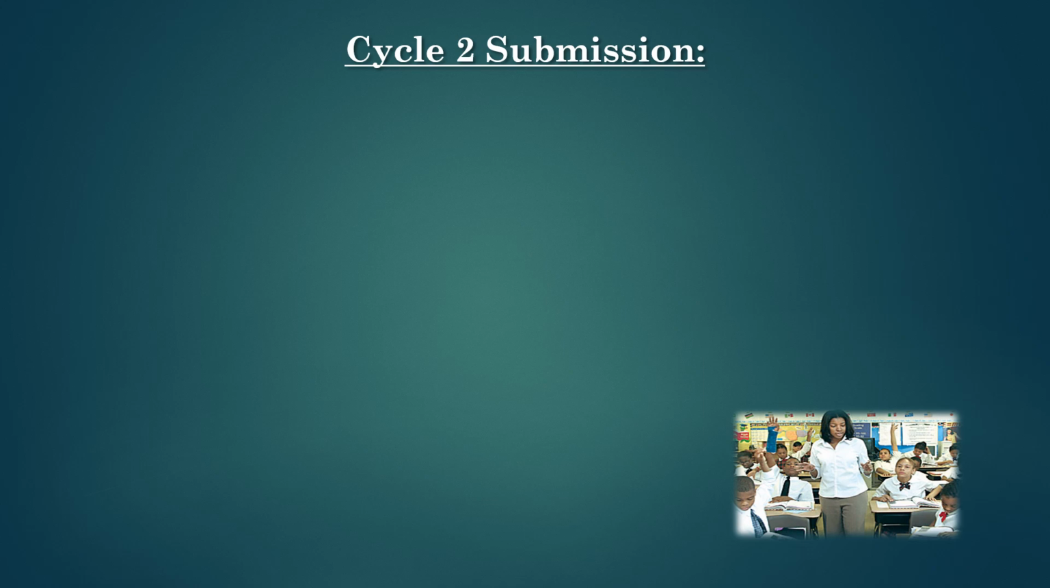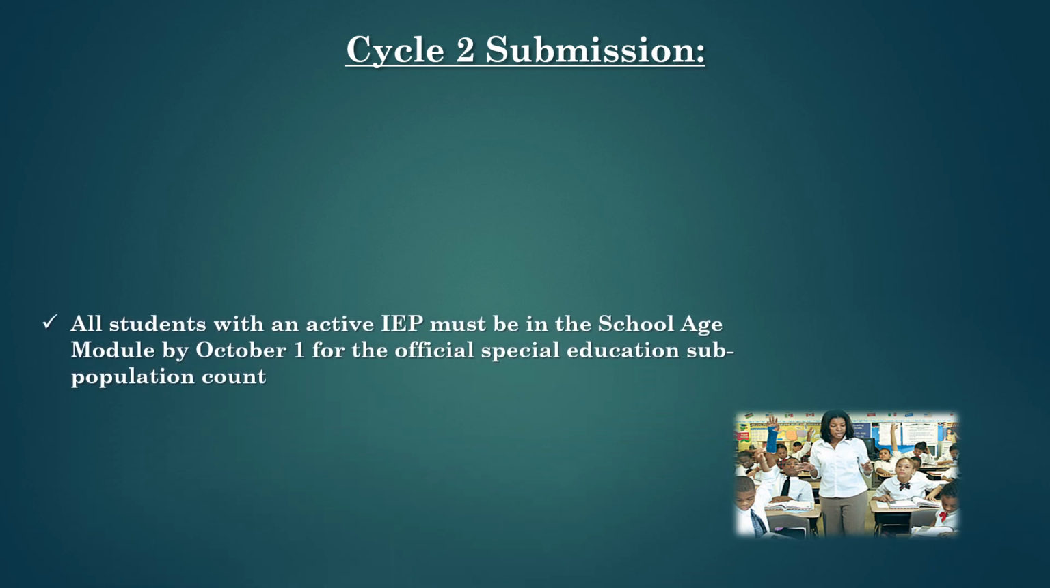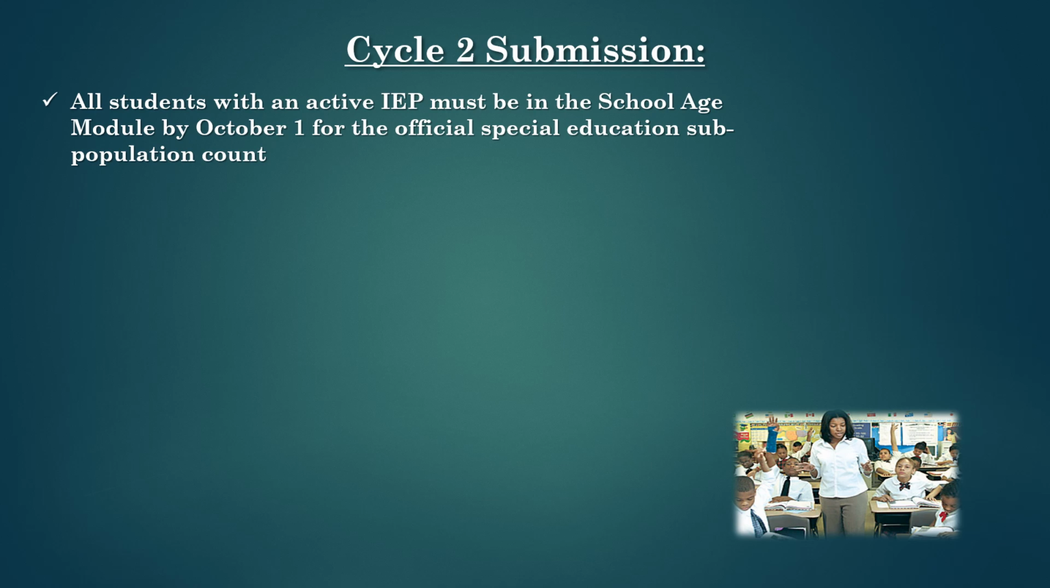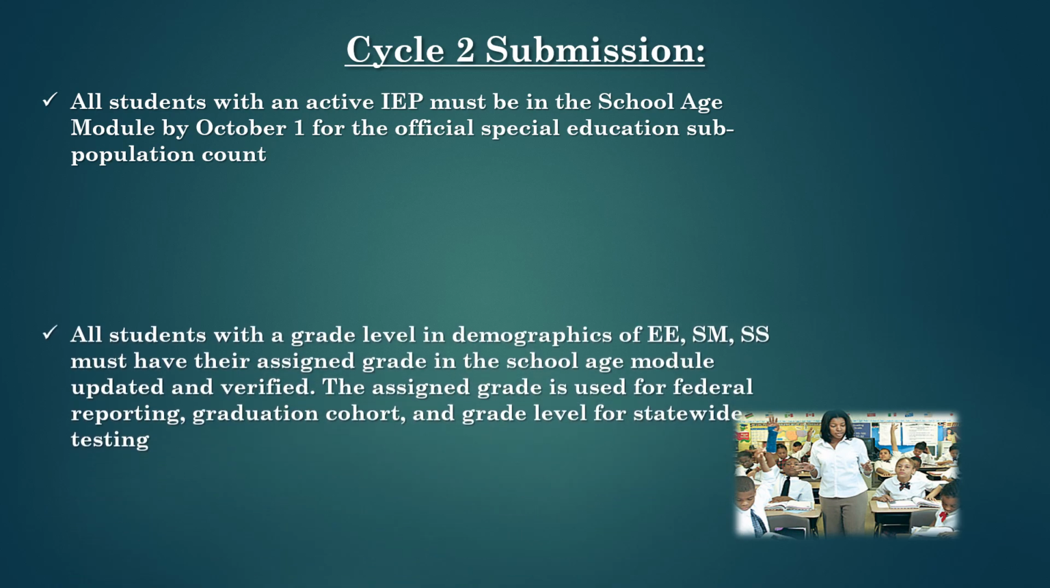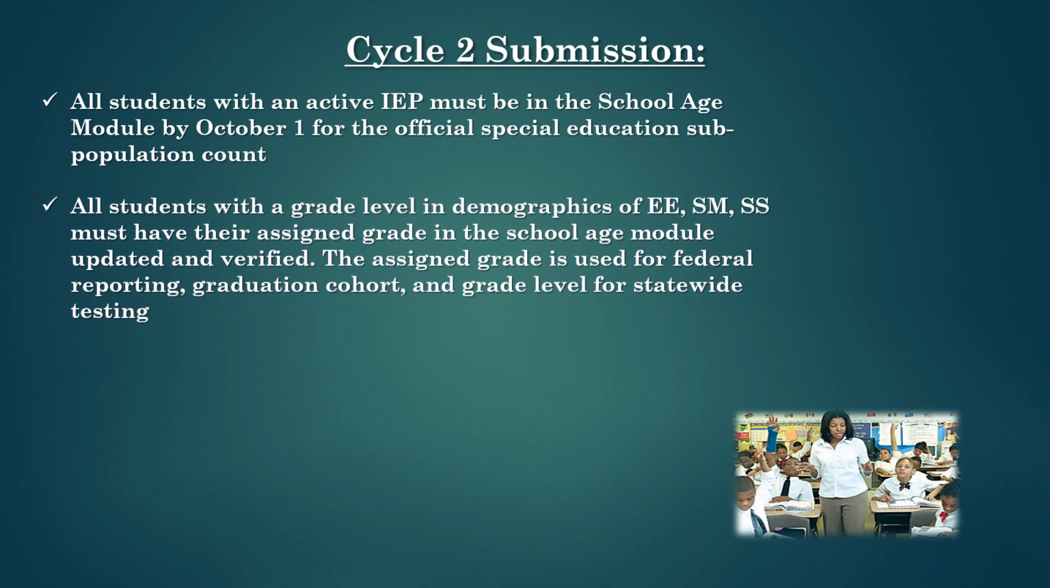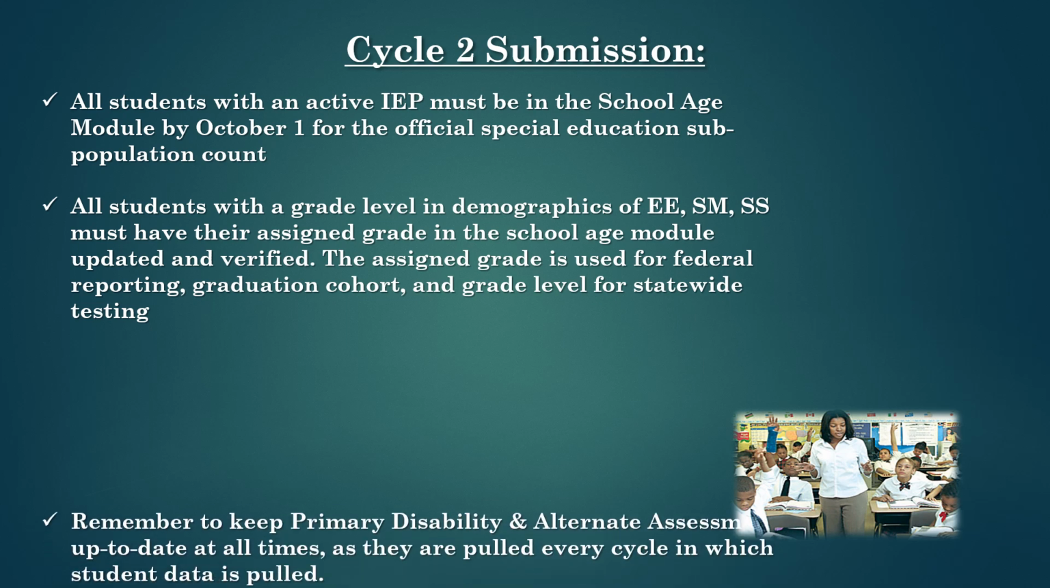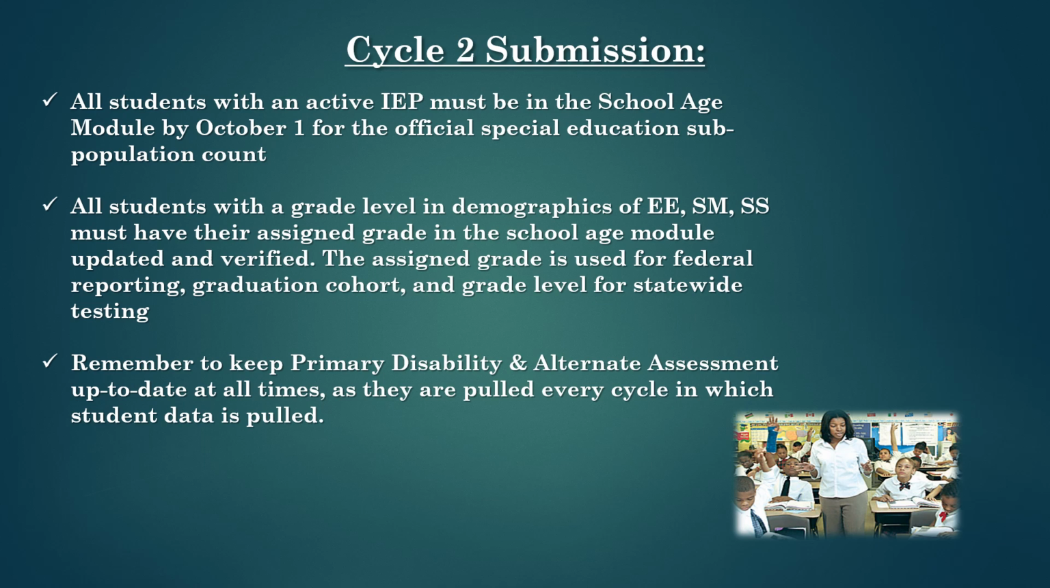Here are things that must take place during the Cycle 2 submission. All students with an active IEP must be in the school age module by October 1 for the official special education subpopulation count. All students with a grade level in demographics of EE, SM, SS must have their assigned grade in the school age module updated and verified. The assigned grade is used for federal reporting, graduation cohort, and grade level for statewide testing. Remember to keep primary disability and alternate assessment up to date at all times as they are pulled in every cycle in which student data is pulled. And make sure that you make all private providers inactive.